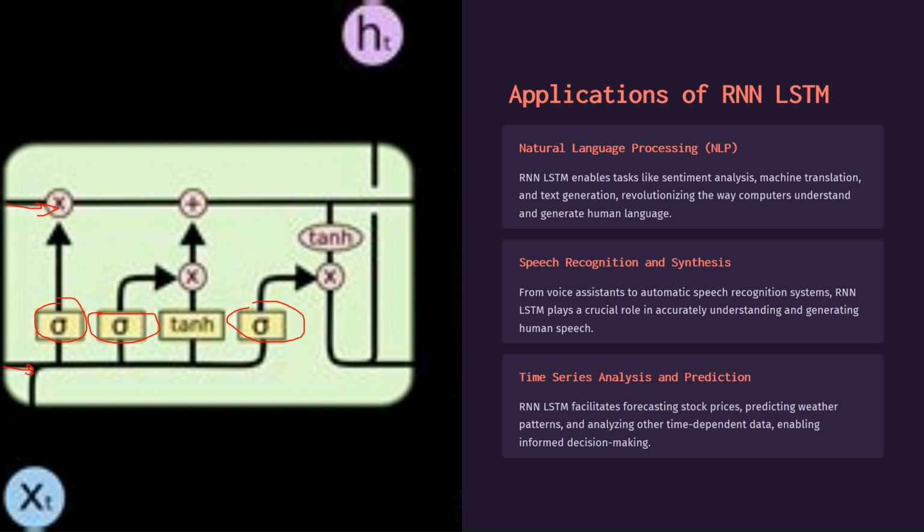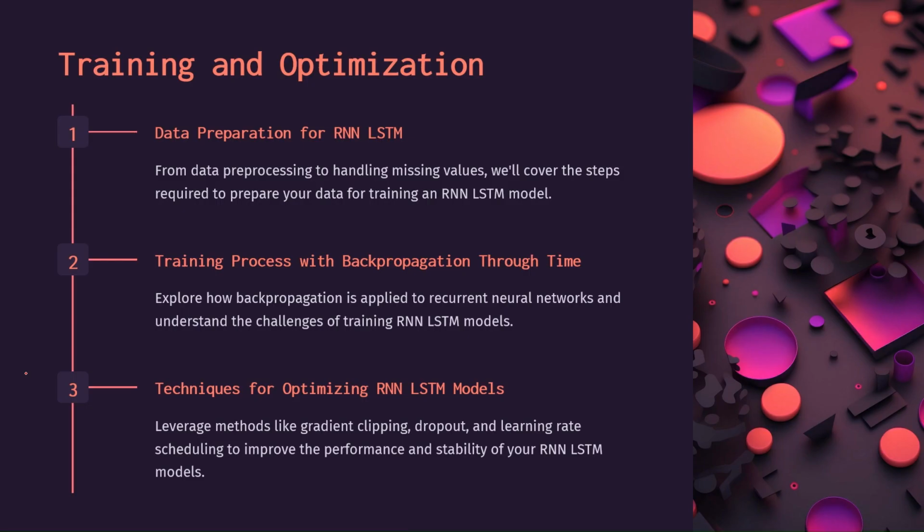When we talk about applications of RNN, there is NLP, which is natural language processing, mainly used in chatbots and all. Then speech recognition and synthesis, and last, which is the most important, time series analysis and prediction. In many applications where time series prediction comes into the picture, LSTM plays a good role.